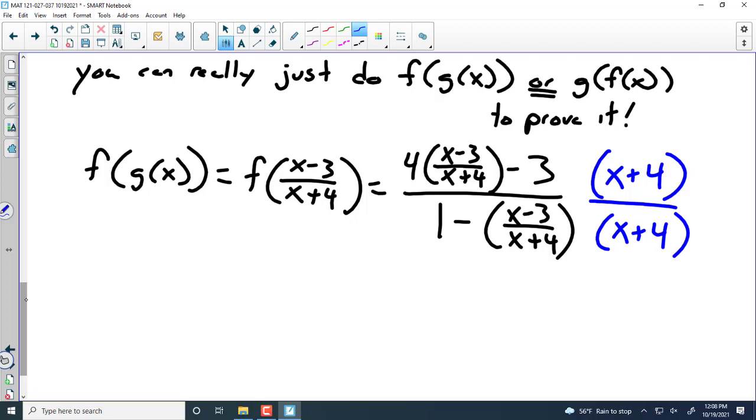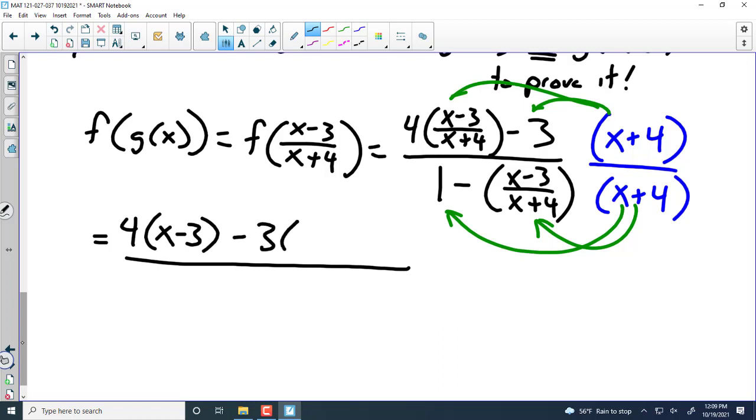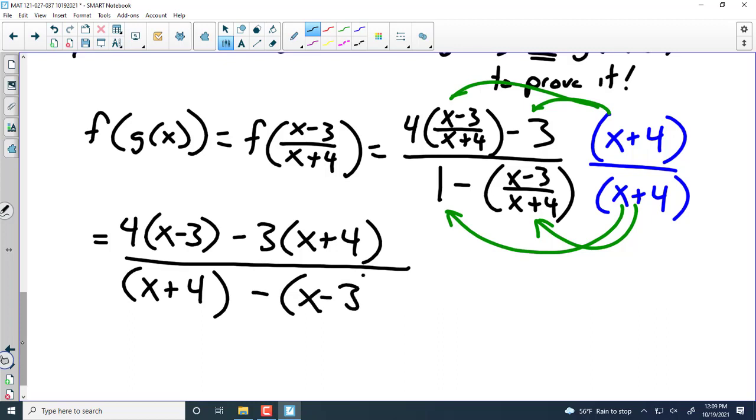Now be careful when you do this, everyone, because here's what's going to happen. This x plus 4 is going to distribute to that and that, and down here it's going to distribute to that and that. So if you do that, here's what you're going to end up with: 4 times (x minus 3), because the x plus 4s are going to cancel in that first term. The next one is going to be minus 3 times (x plus 4), because it's going to pick up the x plus 4. This one's going to become x plus 4, because 1 times x plus 4. And this one, they're going to cancel.